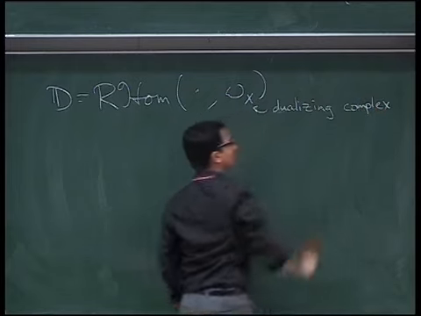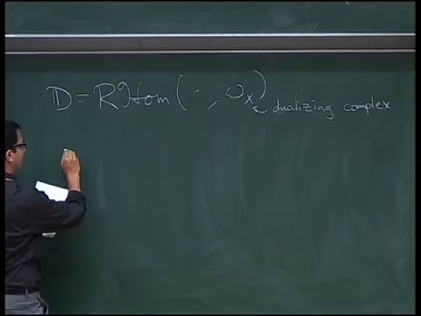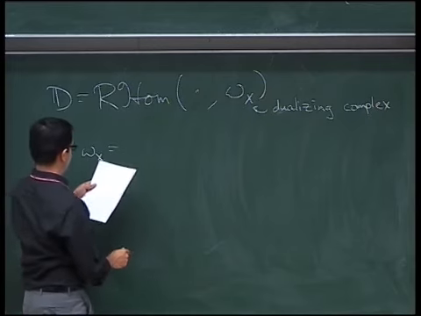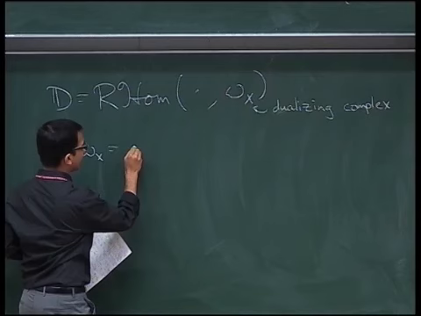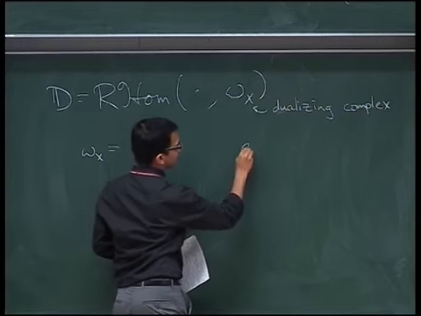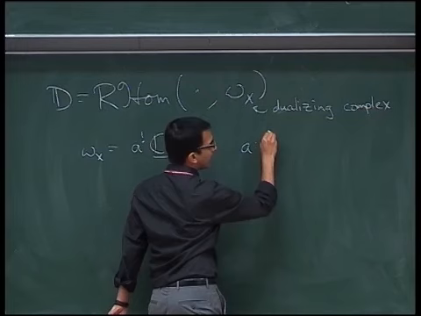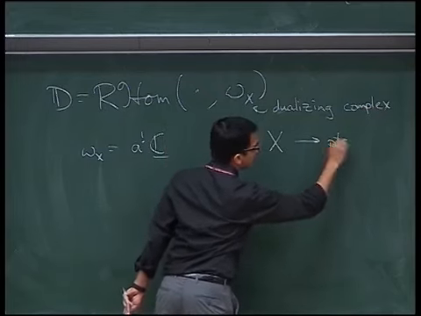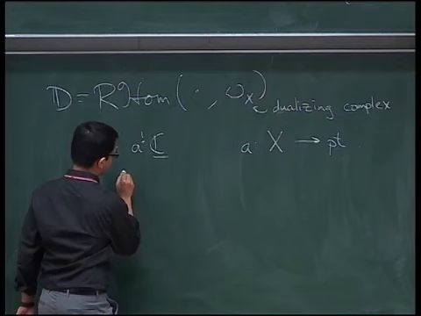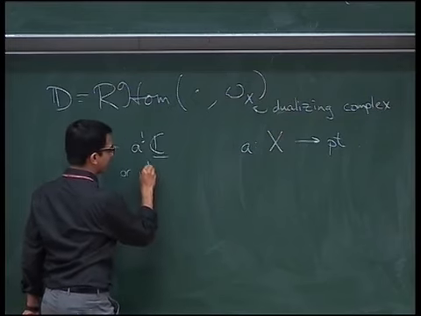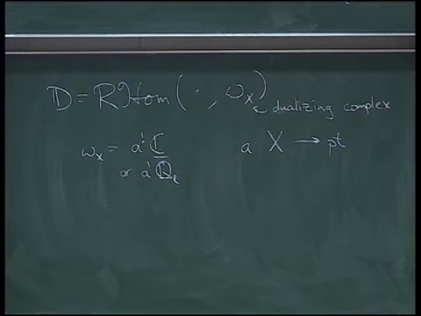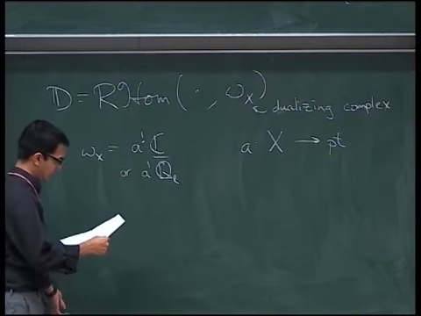Well, I'll just write down what omega X is, even though I guess I won't really have need of it later on. So omega X is the upper shriek pullback of the constant sheaf from the map from the variety to a point. I wrote C here, but later I'm going to want to talk about l-adic perverse sheaves, so the appropriate constant sheaf, which plays the role of the ground field.